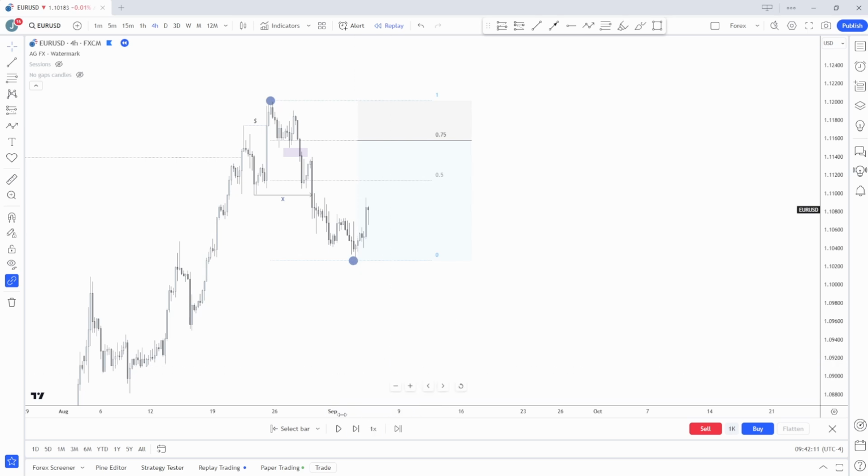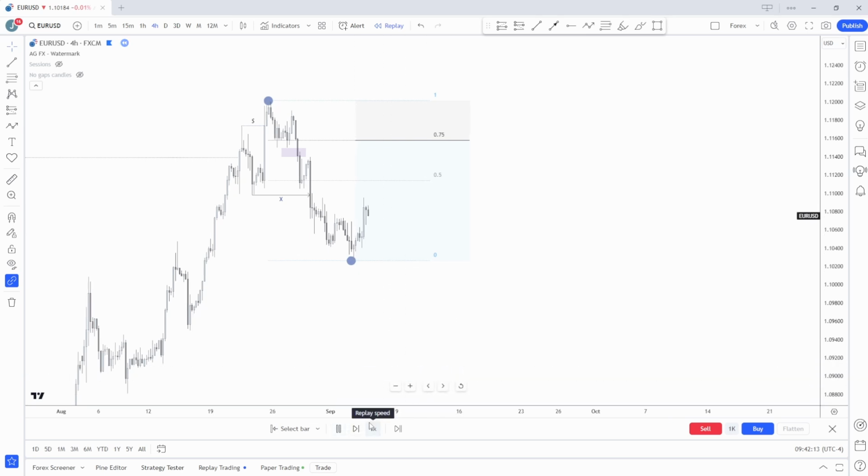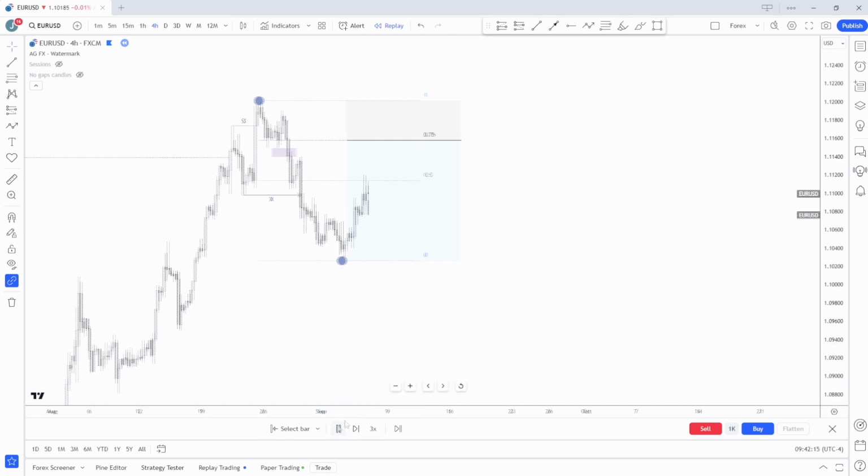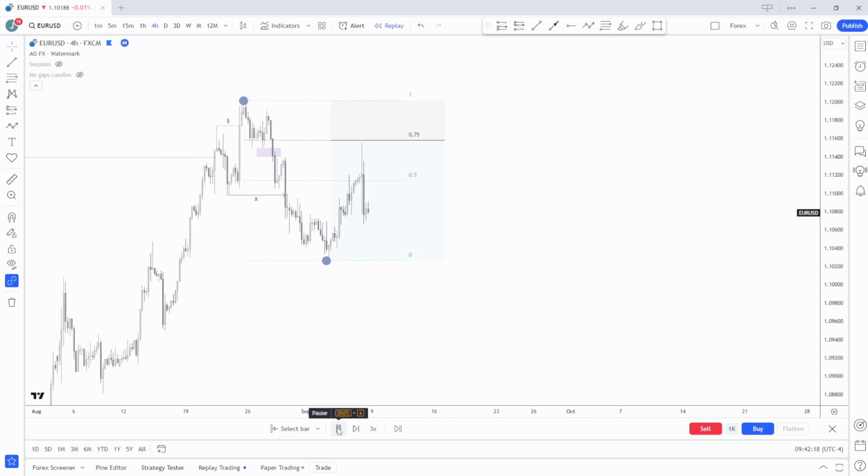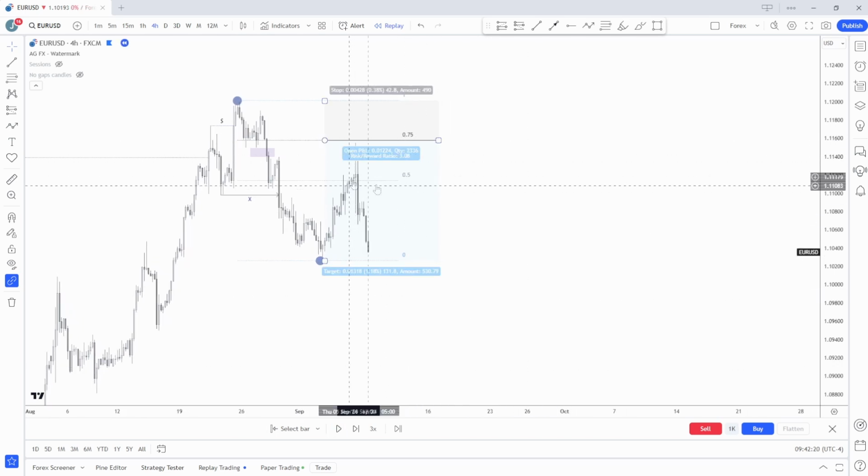I'm going to drop the speed a little bit here and play it out. A little too low there. Let's go here. So price was making its way to retrace into my zone, and very, very quickly we see a bearish reaction.